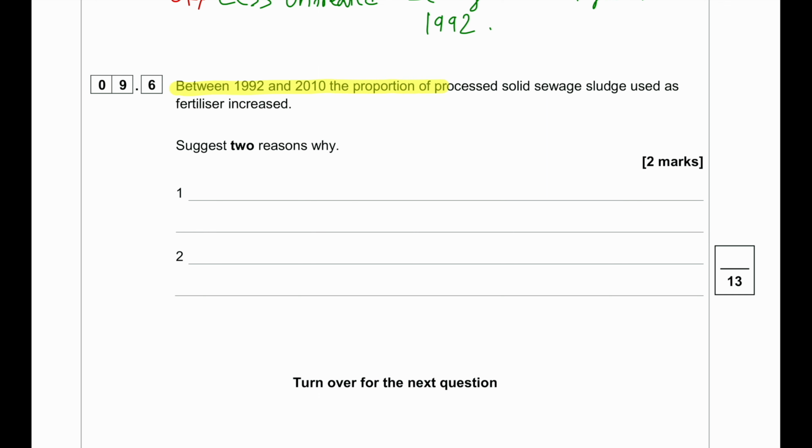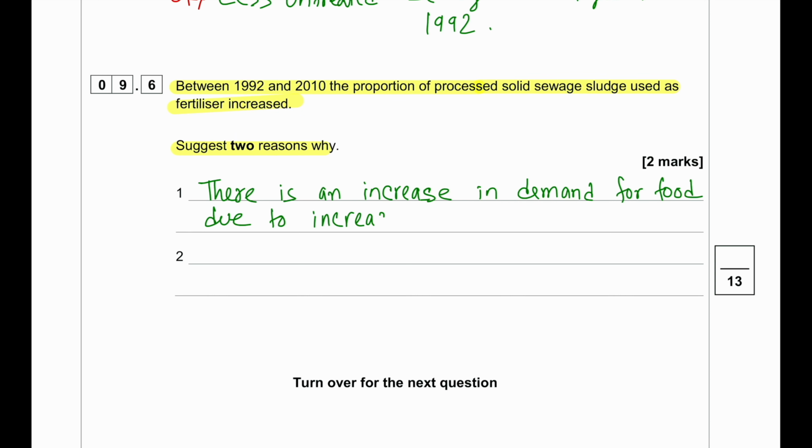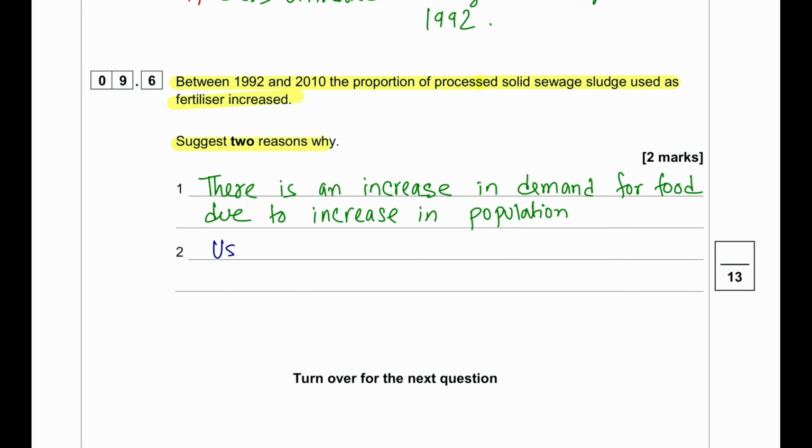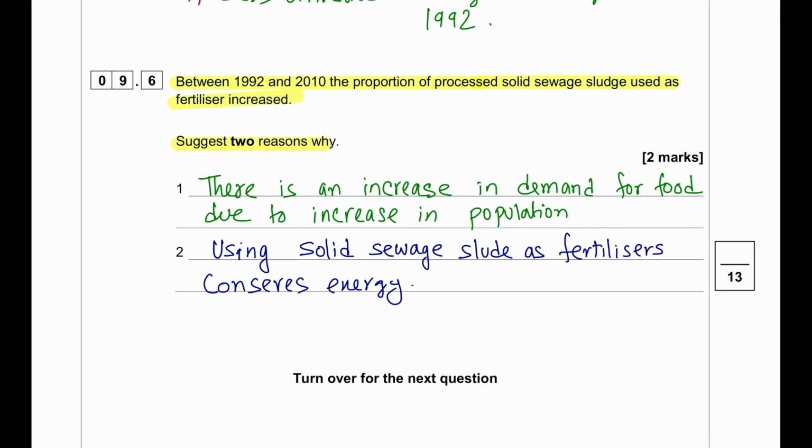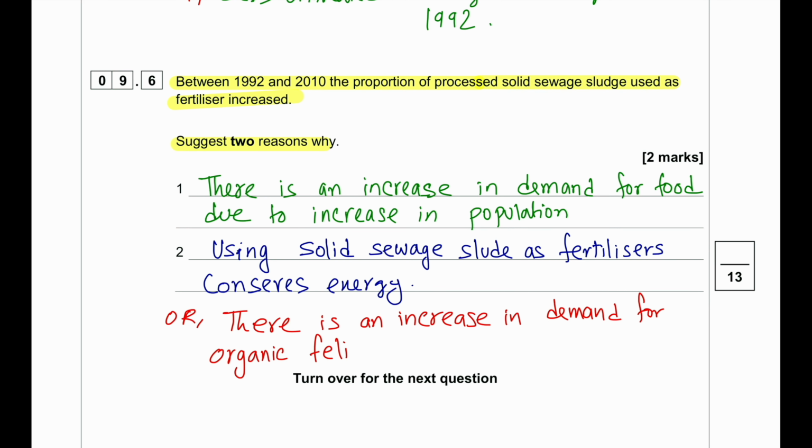Between 1992 and 2010, the proportion of processed solid sewage sludge used as fertilizer increased. Suggest two reasons why. There is an increased demand for food due to increasing population. And when solid sewage sludge is used as a fertilizer, this conserves energy from producing more fertilizer using fossil fuels. And also, dumping solid sewage waste requires landfill space, which we are totally running out of. And then there is an increased demand for organic fertilizer, which comes from natural sources.